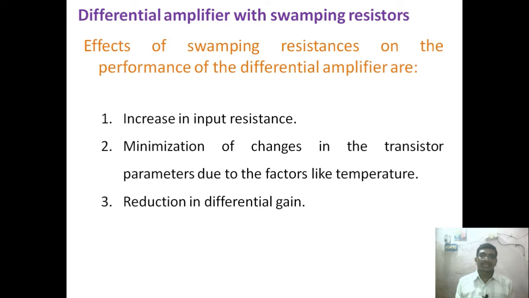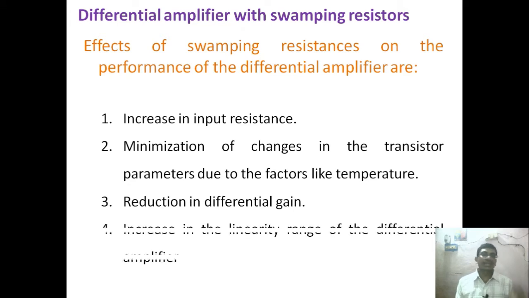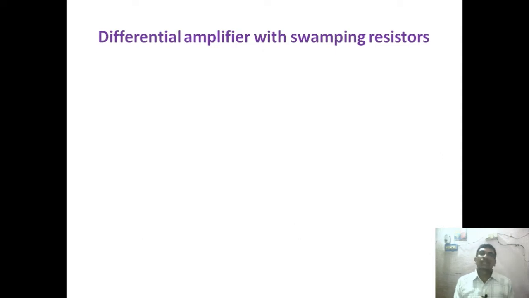And there is a reduction in the differential gain, the gain also decreases, and an increase in the linear range of the differential amplifier. The differential amplifier has a linear range, linear in the sense that input and output both vary in the same order. So these are all the effects of using the swamping resistances in our circuit.